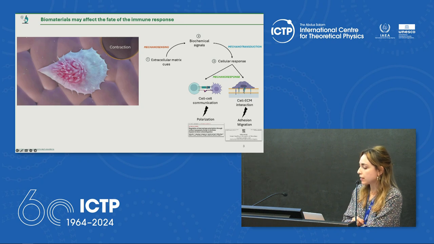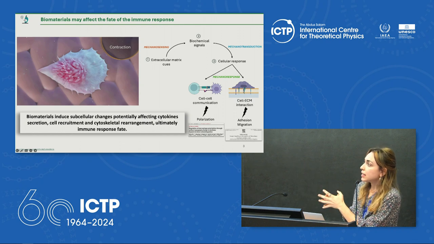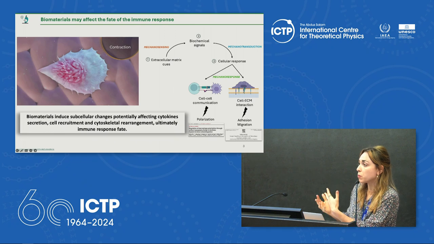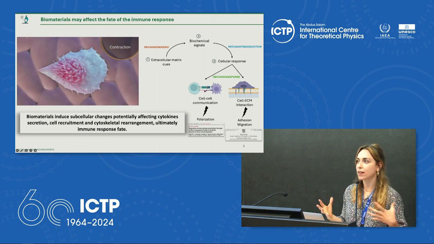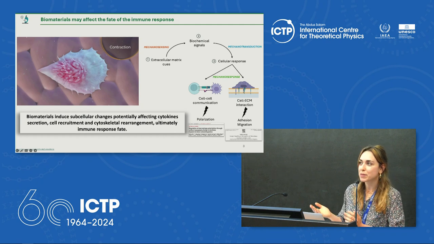Integrins can also have a role in adhesion and migration. Previous research found that biomaterials influence the cell response, and the cells interact with the biomaterials through integrins. These interactions may cause changes in which cytokines macrophages secrete, which cells they recruit, and their cytoskeletal rearrangement, so how they react to this interaction. This may influence the fate of the immune response. So in the end, are we going to have chronic inflammation or not?